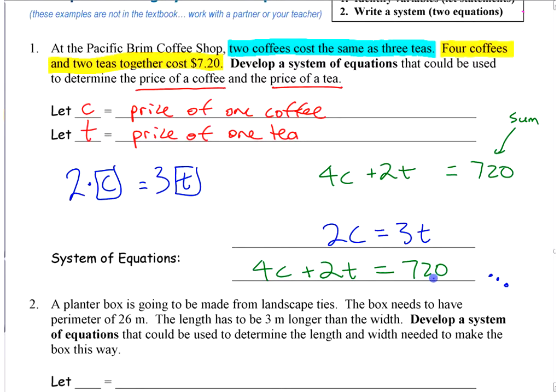Once you have your two equations, what can you do with them? Yeah, solve them. Put them together somehow, right? Isolate C or T or whatever. Put them together, find what it is, right? Okay?